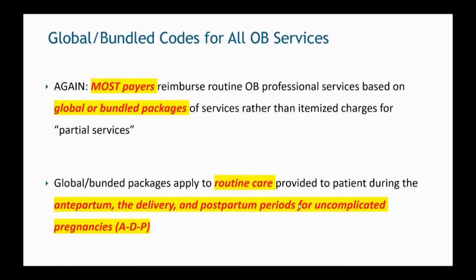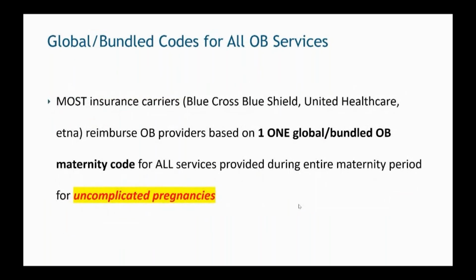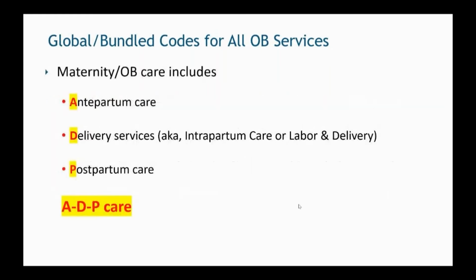Again, most payers reimburse for routine OB professional services based on this global or bundled package of services rather than itemized charges for partial services. Okay, and the global bundled packages apply to routine care provided to the patient during the antepartum, delivery, and postpartum periods for uncomplicated pregnancies. And most insurance companies reimburse now providers based on this one global bundled OB maternity code for uncomplicated pregnancies. So it's antepartum, delivery, and what is delivery? Intrapartum care or labor and delivery, and postpartum care, or ADP.